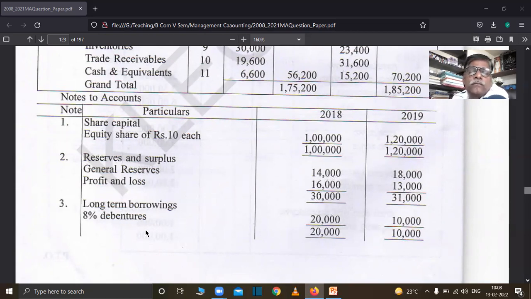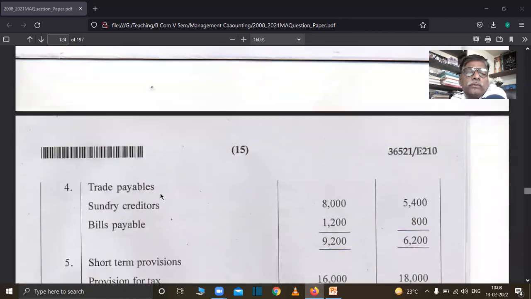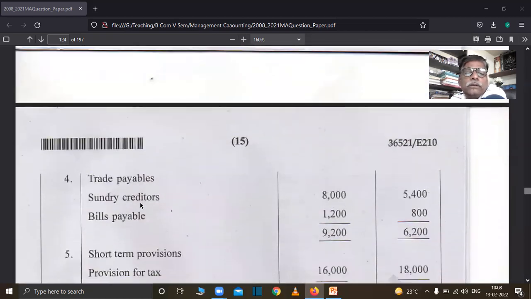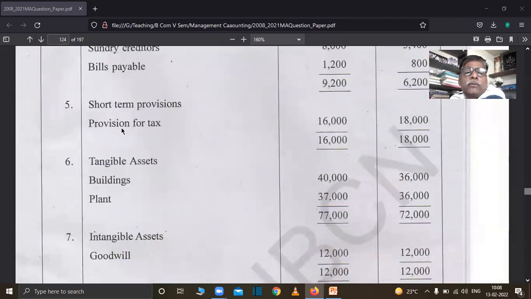Okay. Next, fourth note. Trade payable, sundry creditor decreased, comes in the increase column. Bills payable decrease, comes in the increase column. Next, you see here provision for tax. This provision for tax, you have to prepare the account. Don't take in the fund schedule of changes in working capital.